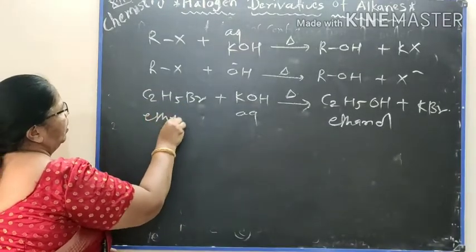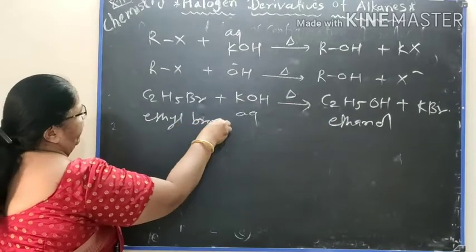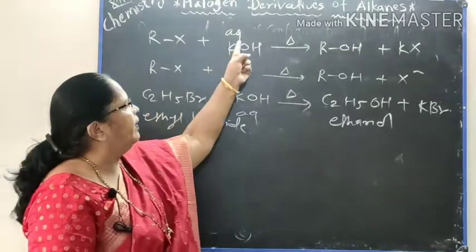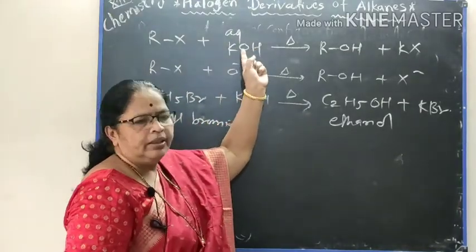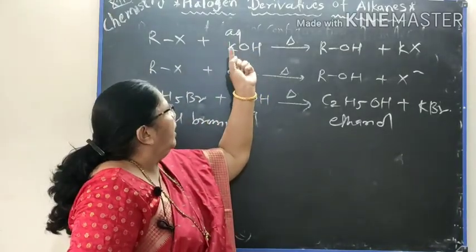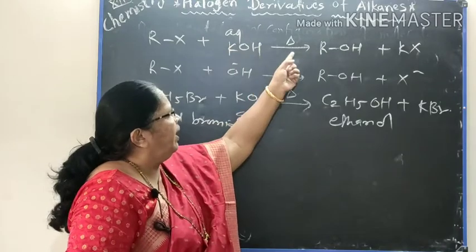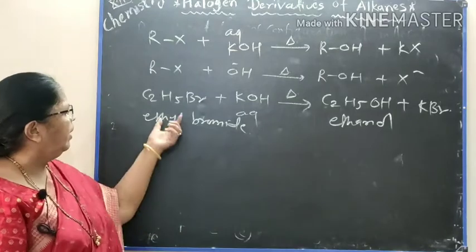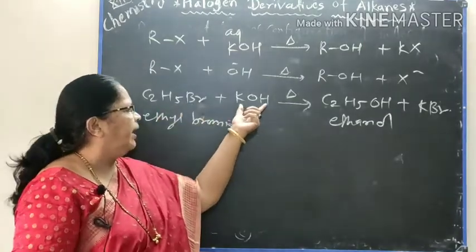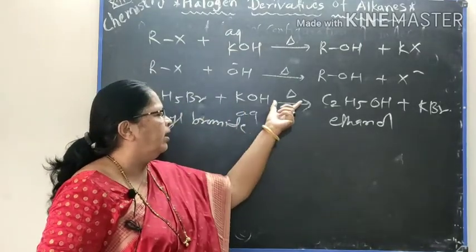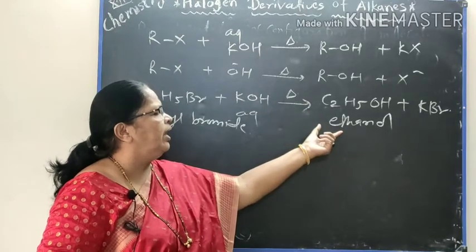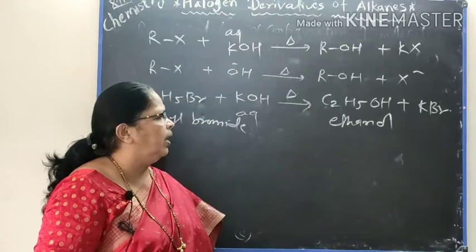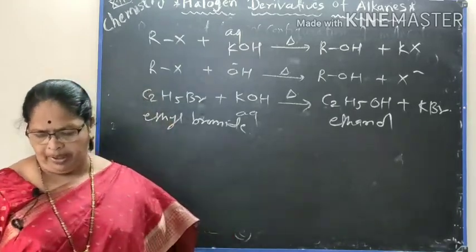C2H5Br is called ethyl bromide. Once again see here, when alkyl halide is treated with aqueous KOH or again NaOH, after heating it gives the alcohol and potassium halide. Example, ethyl bromide is treated with potassium hydroxide. After heating it gives ethyl alcohol. In the IUPAC system it is called ethanol, with potassium bromide.